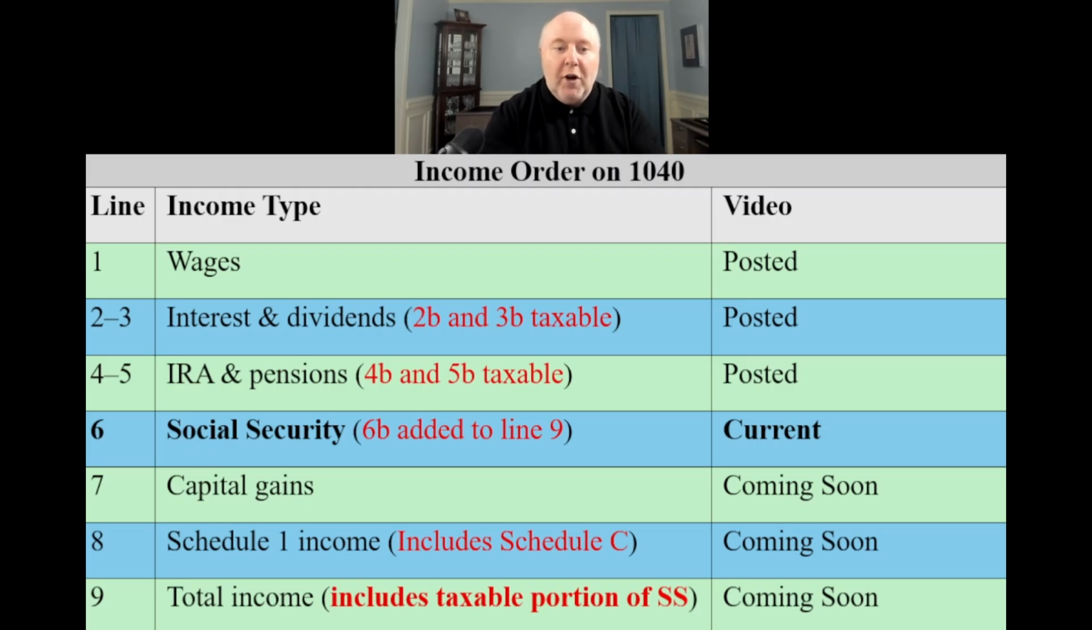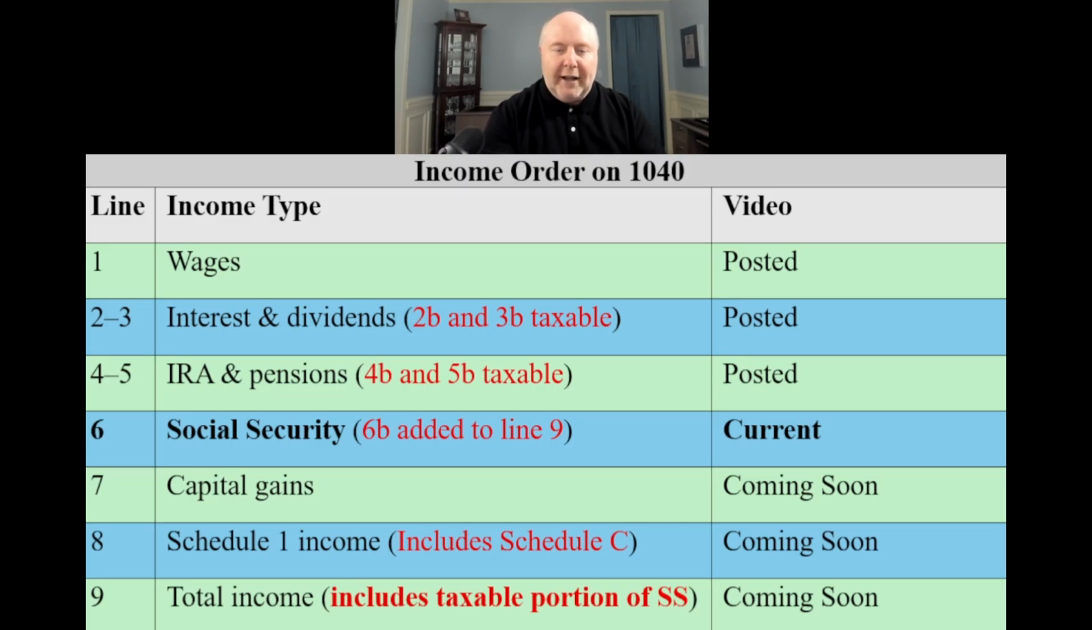All right, so then you have lines 2 and 3, interest and dividends. Now, again, there's been a full video that I've already posted on that one. Remember, with line 2A, what you're dealing with is tax-exempt interest. And then you have line 2B, which is going to be your other taxable interest. And then you have dividends. And under dividends, you have line 3A, which is going to be our qualified dividends. And you have line 3B, which is going to be ordinary dividends. Well, all dividends are still going to be taxed, so it's all going to be included.